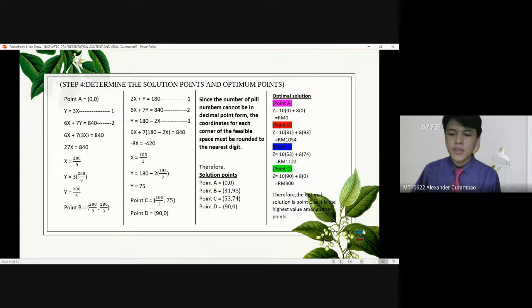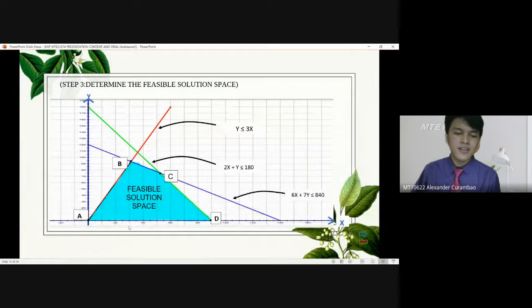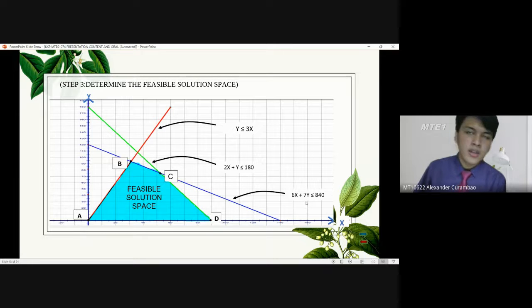The most difficult ones, a little difficult, are B and C. Why? Because for B and C, we cannot simply predict the coordinates, because we cannot see them here, right? This is not the exact value. So how can we get the exact value? As we can see, the red and the blue lines have an intersection, right? The intersection point is the point B. So how can we get the point B? We need to make simultaneous equations for these two equations, the blue line and the red line.